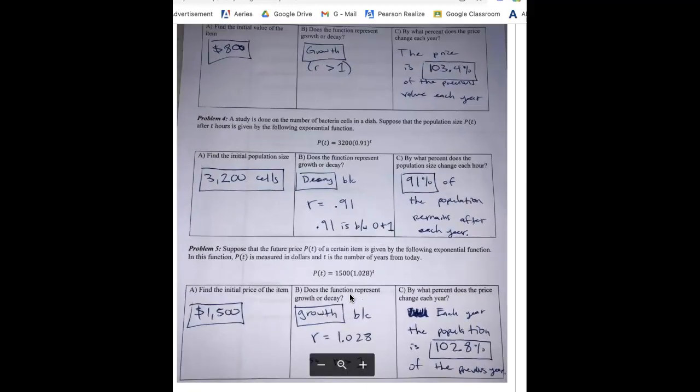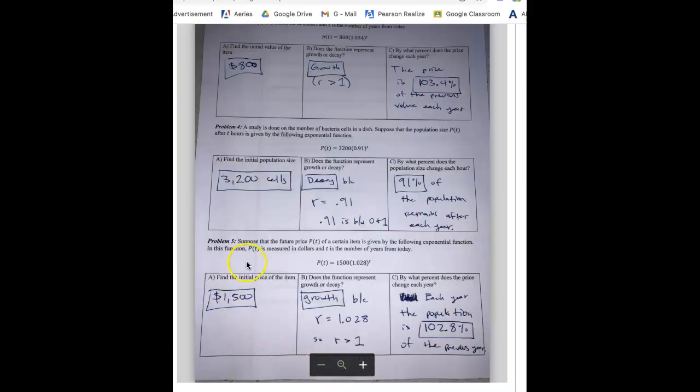And then this last problem here. Suppose the future price of a certain item is given by the following exponential function. In the function, P(t) is measured in dollars, and t is the number of years from today. Here you see it, 1500 being the initial value, as we have here, initial price 1500. The rate 1.028, it's greater than 1, so we have growth, right, as stated here. And by what percent does the price change each year? We're just going to use the 1.028, move the decimal 2 spaces right, and say each year the price is 102.8% of the previous year.